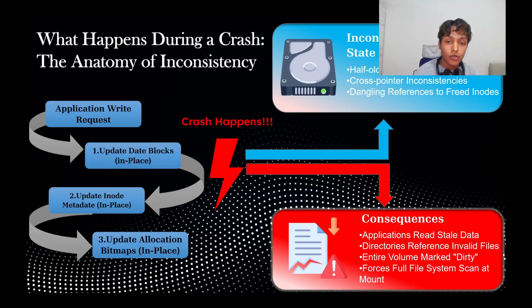So imagine a crash happens between step 2 and step 3. Some new blocks are allocated, but the metadata does not point to them. Now you have to deal with dangling references, orphan blocks, or even incorrect inode links. This is how a simple write operation becomes a deep consistency problem.